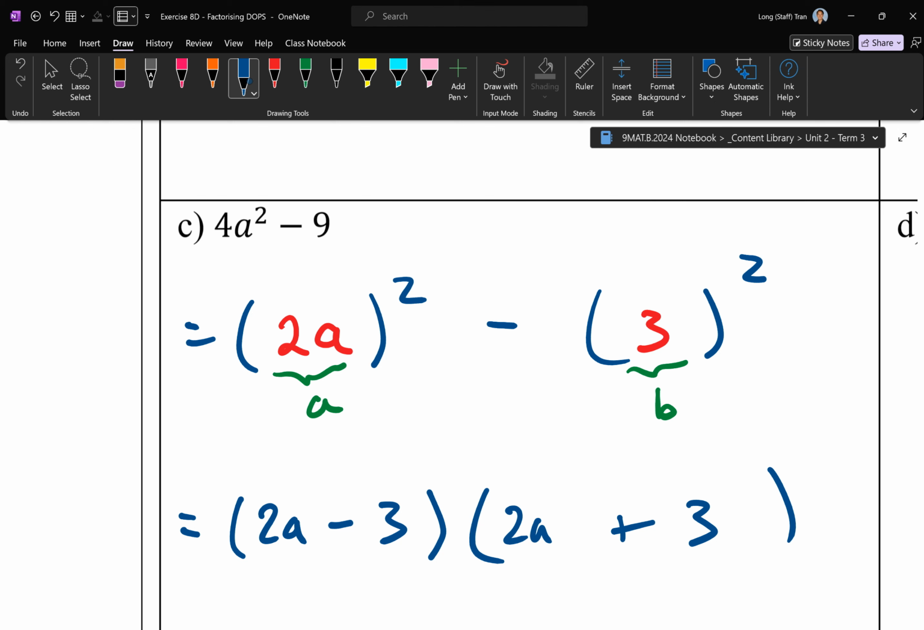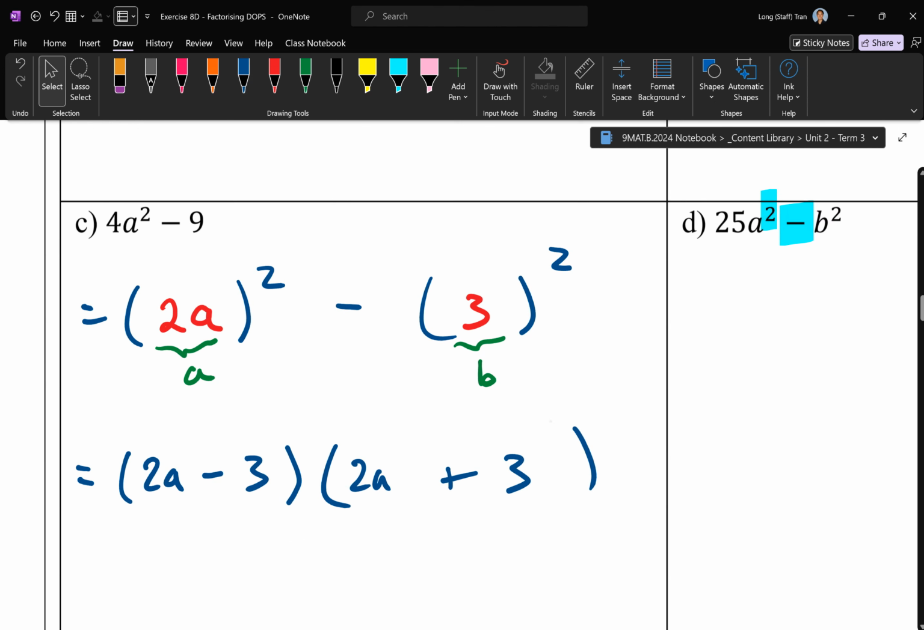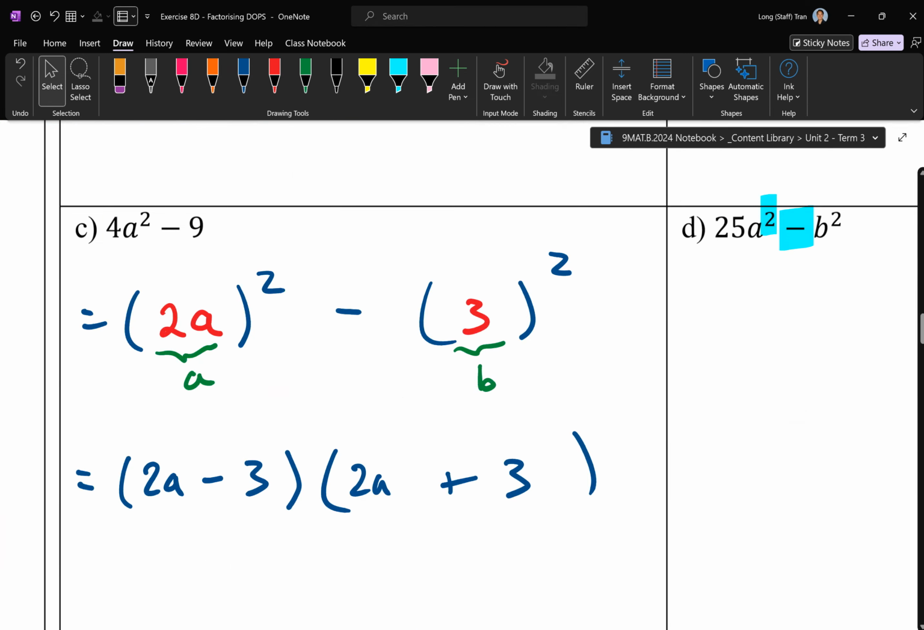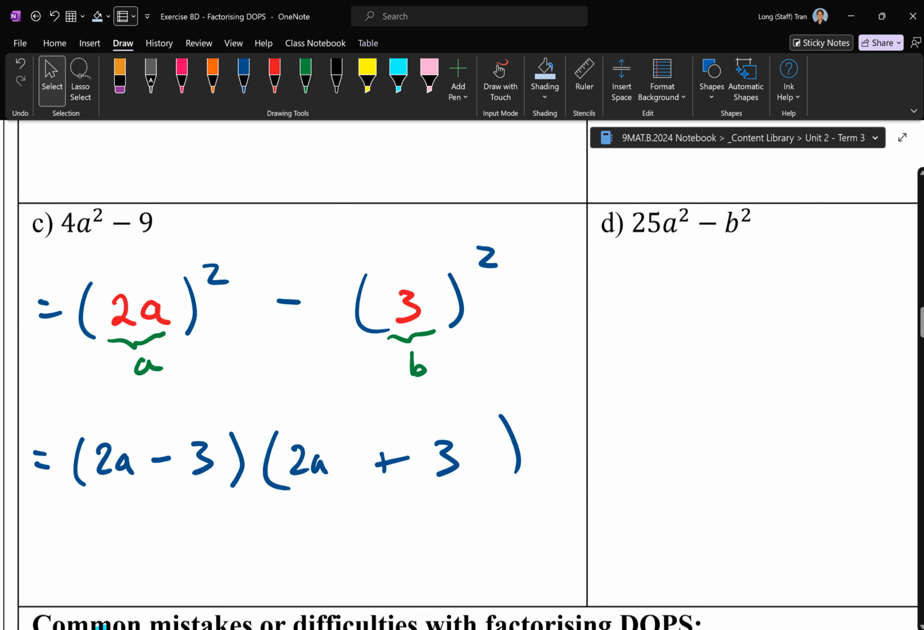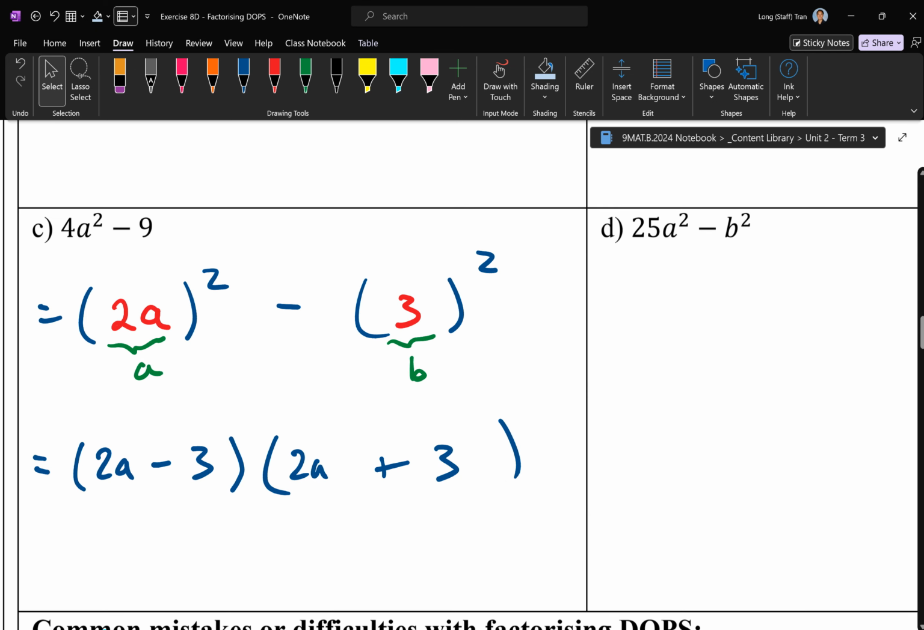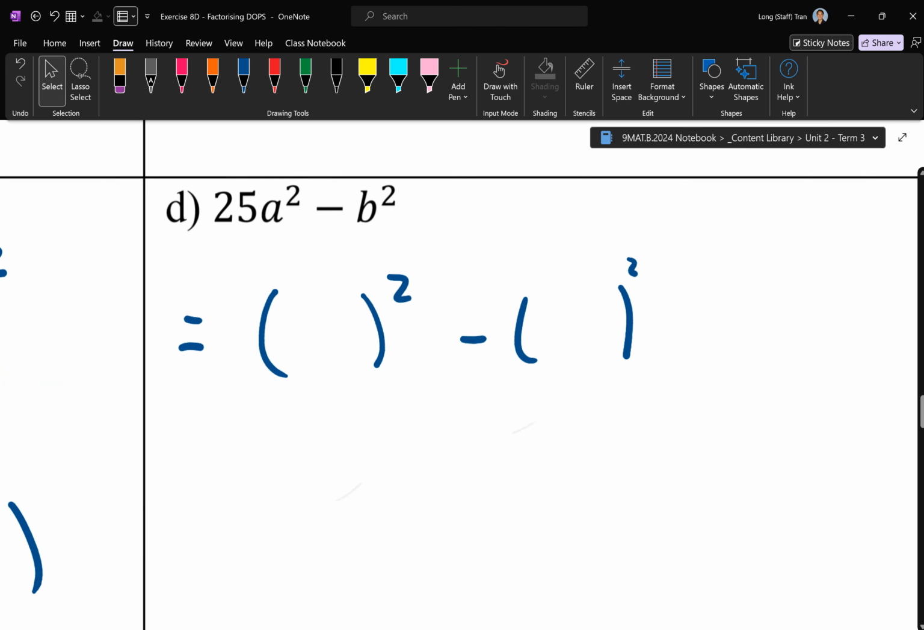There you go. Okay. Now I want you to have a look at the fourth example. Same drill. So C and D are similar. Think about it. So think in your mind, what would I put in the brackets? And I'm going to write it out again. Something squared minus something squared.